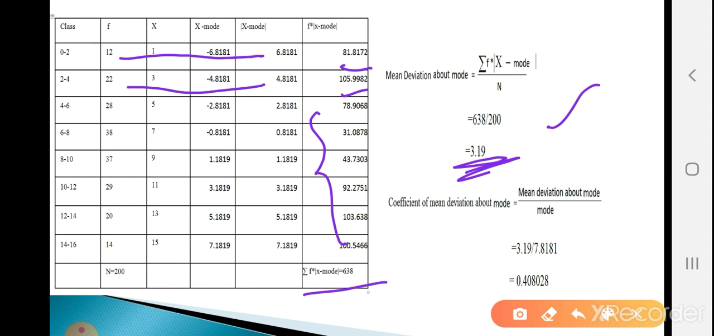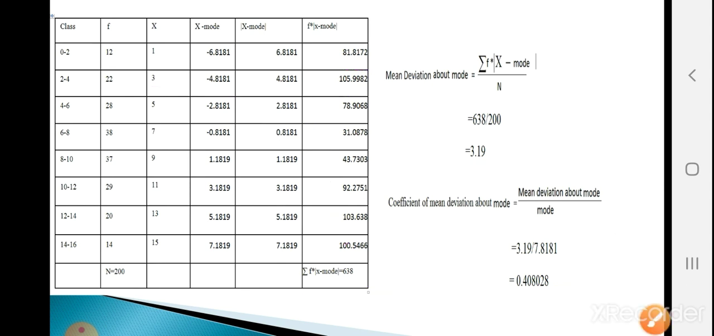Now the last is the coefficient of mean deviation about mode, whose formula is mean deviation about mode divided by mode. So the mean deviation about mode is 3.19, divided by the mode value 7.8181. So 3.19 divided by 7.8181, the value is 0.408028. So this is the example of continuous data for calculating the values of mean deviation about mean, median and mode with relative measures.